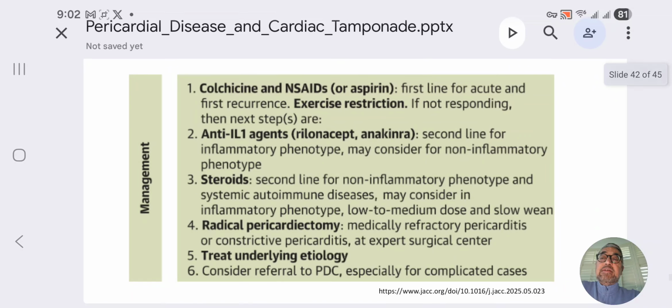ACC AHA recommends use of colchicine and NSAIDs, exercise restriction as first step. Second step is interleukin 1 agents. Third is steroids, and radical pericardiectomy is saved for refractory cases.